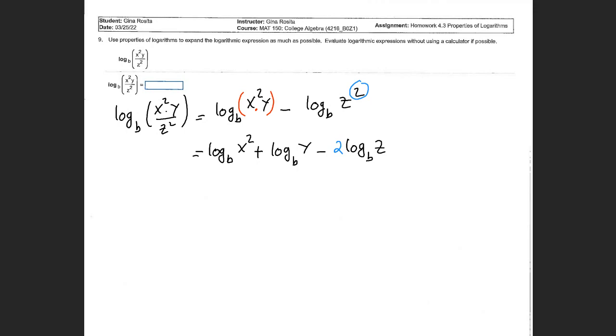Okay, so now what next? Oh, I still have a power over here, that's right. So equals 2 times logarithm of x with base b plus logarithm of y with base b minus 2 logarithm of z with base b. It looks hard, but it's not. Just remember whether it is a product, quotient, or power. Now go to the next one.